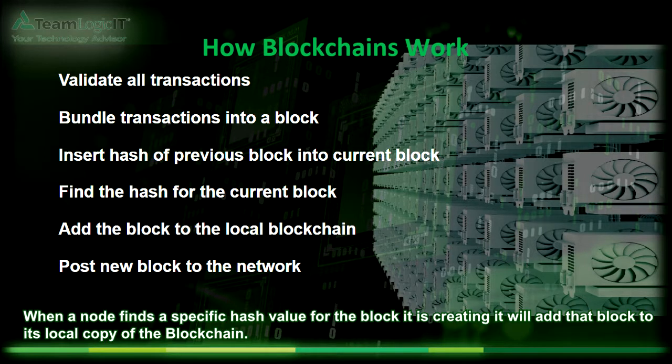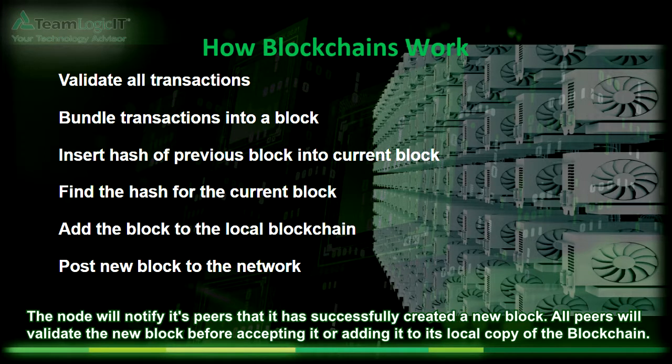When a node finds a specific hash value for the block it is creating, it will add that block to its local copy of the blockchain. The node will notify its peers that it has successfully created a new block. All peers will validate the new block before accepting it or adding it to its local copy of the blockchain.